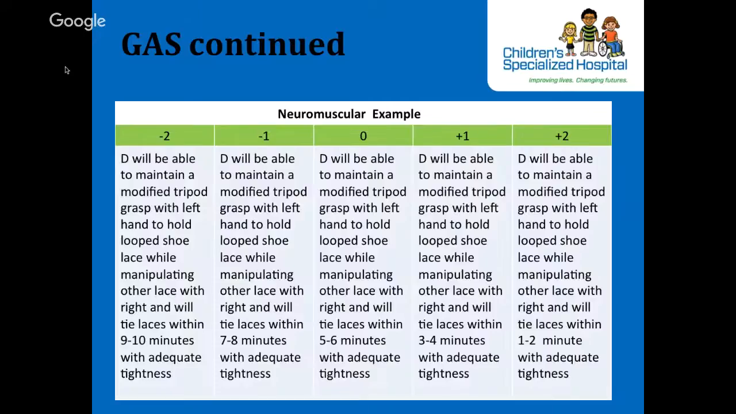For our neuromuscular example, D will be able to maintain a modified tripod grasp with his left hand to hold a looped shoelace while manipulating the other lace with his right, and will tie laces within 5 to 6 minutes with adequate tightness. Again, for him, the time decreased to achieve his goal from 9 to 10 minutes at -2, and at +2, he would have been able to do it in 1 to 2 minutes.